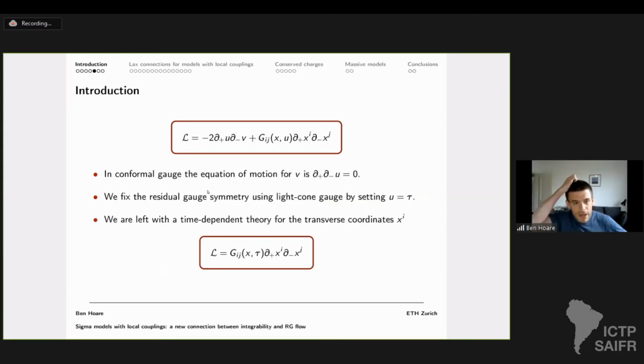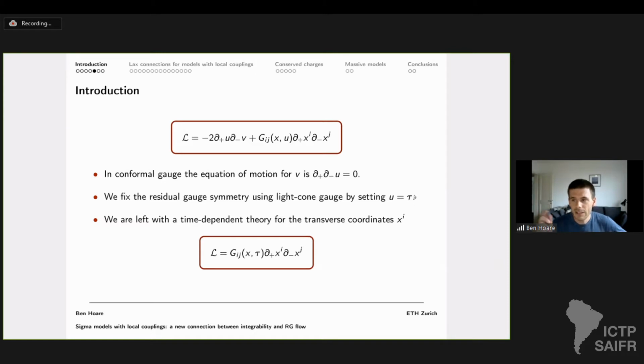So we can go a bit further. We can try to fix the residual gauge symmetry. In conformal gauge, the equation of motion for V is very simple. It implies that U solves the free wave equation. And we can fix the residual gauge symmetry by using light cone gauge, and we just set U equal to tau.